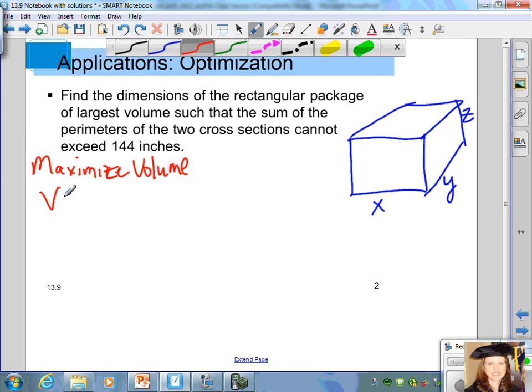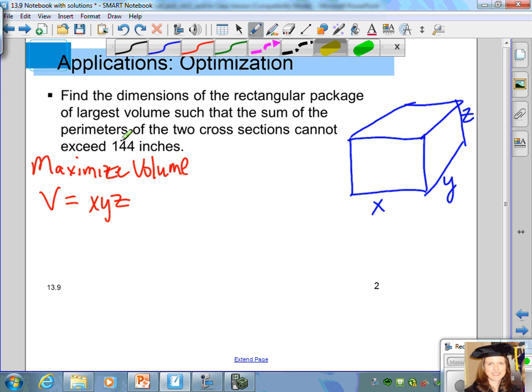Now the volume of a rectangular solid is the length times the width times the height, and if we are labeling the dimensions x, y, and z, the volume is going to be x times y times z. We want to find a formula for volume as a function of just two variables, so we can use the second partials test. But right now this is a function of three variables, so we need to use the other information given to come up with a secondary equation that we can substitute in.